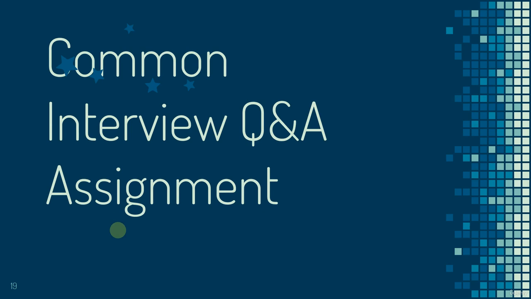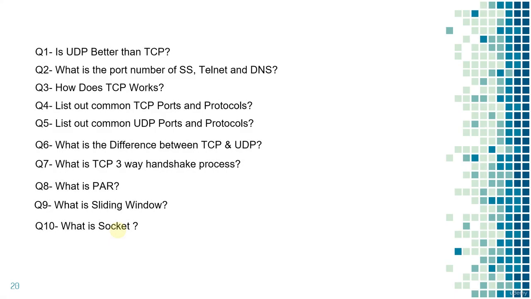Now, common interview questions and answers and assignment. Is UDP better than TCP? What are the port numbers of SSH, Telnet and DNS? How does TCP work? List out common TCP ports and protocols. What is the difference between TCP and UDP? What is the TCP three-way handshake process? What is PAR? What is sliding window? And what is a socket? Two things I'm going to give you.